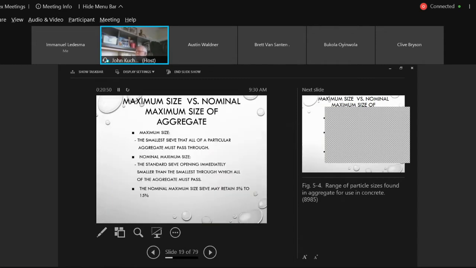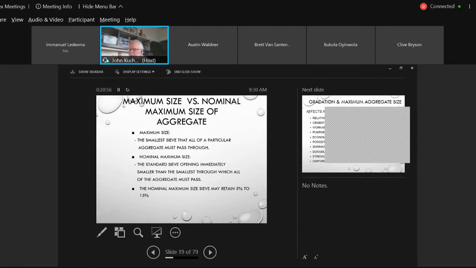Okay. Here it is, maximum size. It's the smallest sieve that all of the aggregate must pass. Okay? Maximum 28 is maximum 28. 100%. You can't have anything sitting on 28. Nominal maximum size, it's a standard sieve, immediately smaller than the smallest through which all of the aggregate must pass. So what it really means is it's the sieve immediately smaller than the maximum sieve, which would be the 28.